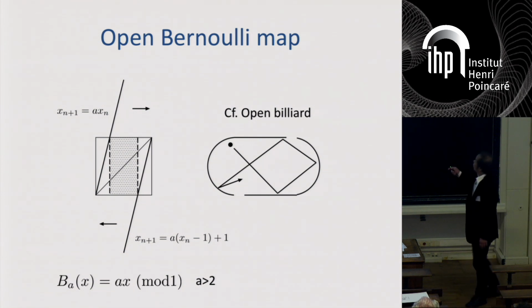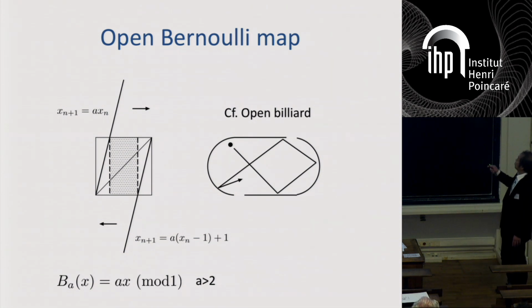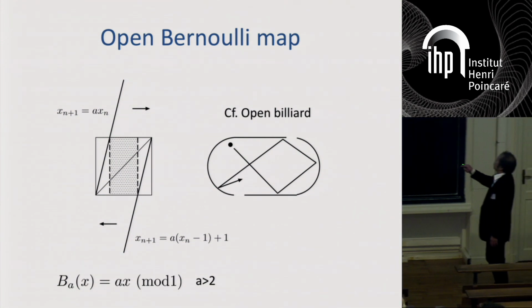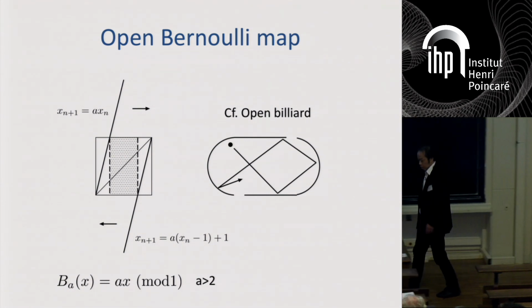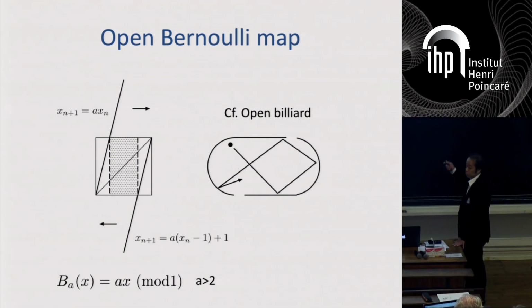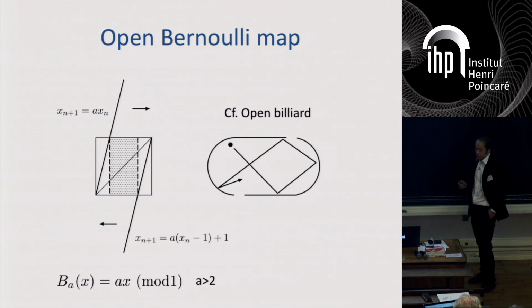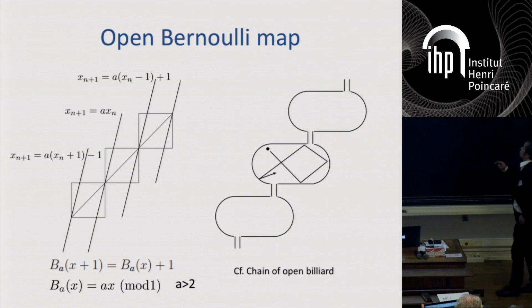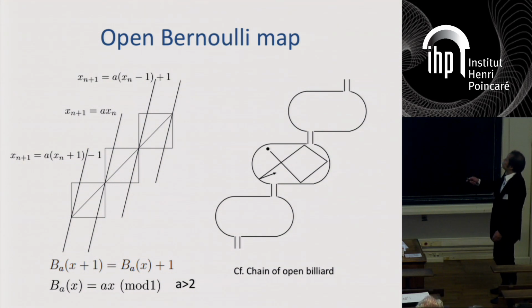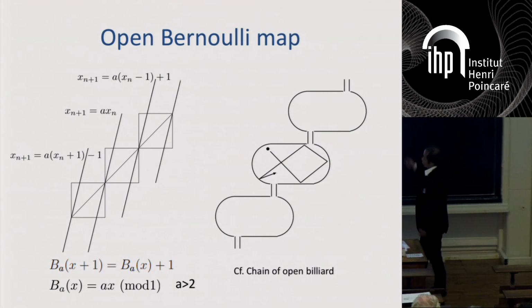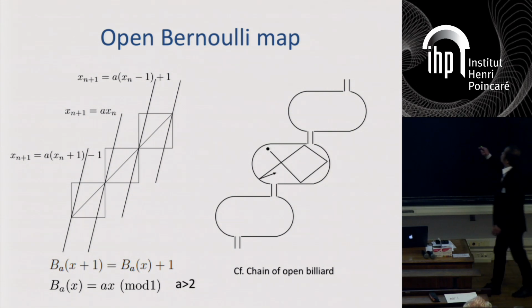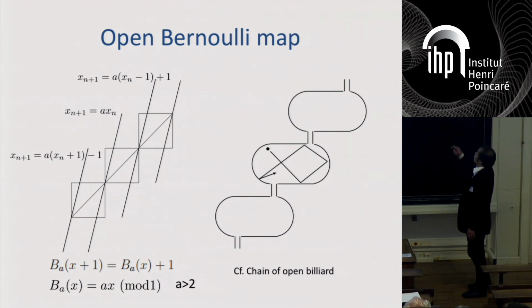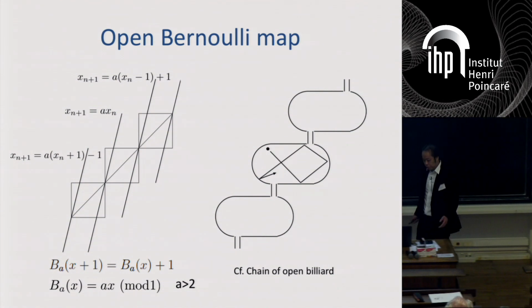This correspondence is not exact. This is a schematic view for the open billiard. So this is the open billiard, the stadium billiard here, chaotic, and we have two escape holes, and the particle escapes this way or this way after chaotic scattering. And this is an abstract model for this motion. Next we spatially extend this open Bernoulli map. It's a chain of open Bernoulli maps, so it's a chain of open billiard systems. The particle starts in this area and then goes this way or this way, depending on initial conditions.